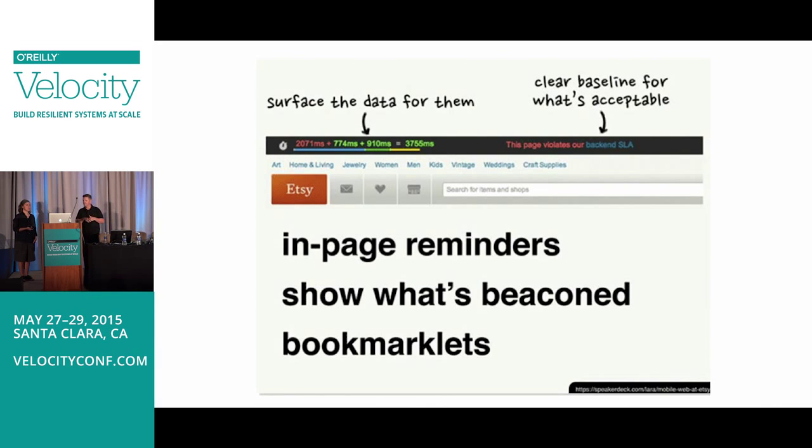So I just wanted to point out this slide. This is actually from a talk that Steve did about real user monitoring versus synthetic. And I really like this depiction of how Etsy surfaces their SLA right on the pages. Basically in-house, they see this on their live site, where just across the top you see how the page renders, and you can see that the page violates their SLA for the back end performance. It's super visible, and it's all done just with beaconing.